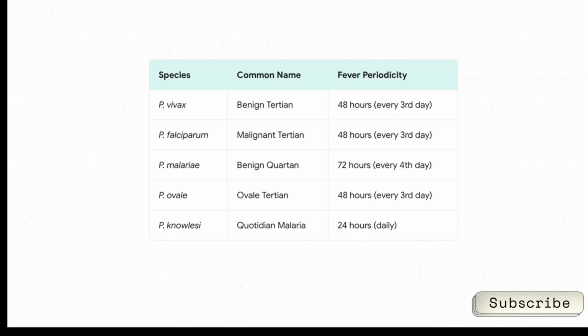Okay, this table right here, you're going to want to screenshot this, tattoo it on your brain, whatever it takes. Examiners love asking about these classic fever cycles. So, tertian, that means the fever hits every 48 hours, or every third day. Quartan is every 72 hours, so every fourth day. And then you've got knowlesi, the odd one out, with a daily fever. This is pure gold for your multiple choice questions, seriously.